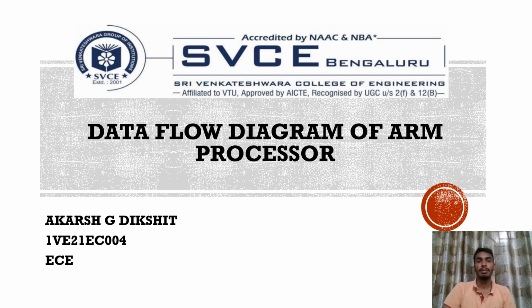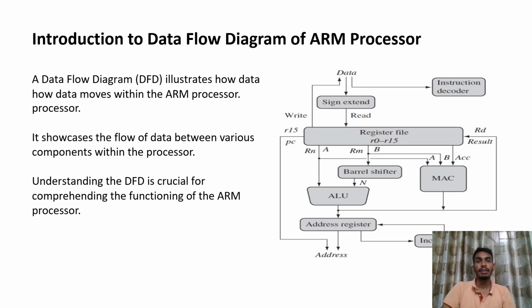Today I'll be discussing the topic data flow diagram of ARM processor. Introduction to data flow diagram of ARM processor. A data flow diagram illustrates how data moves within the ARM processor. It showcases the flow of data between various components within the processor. Understanding the data flow diagram is crucial for comprehending the functioning of the ARM processor.